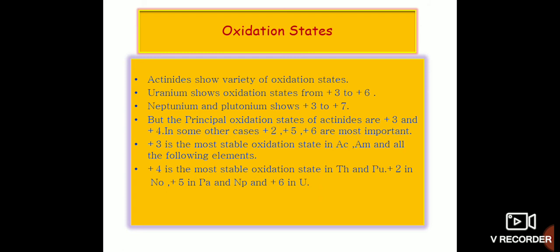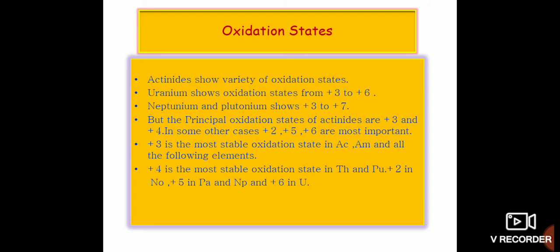Okay, that is curium, berkelium, californium and all the following. And +4 is the most stable oxidation state for thorium and plutonium, whereas +2 in nobelium, +5 in protactinium and neptunium, and +6 in uranium.